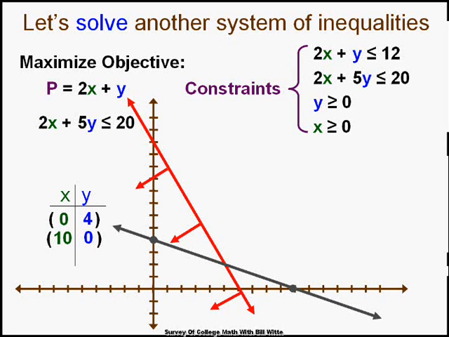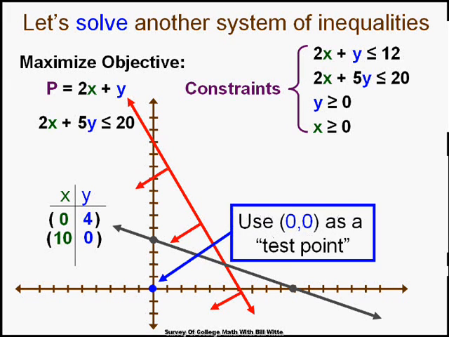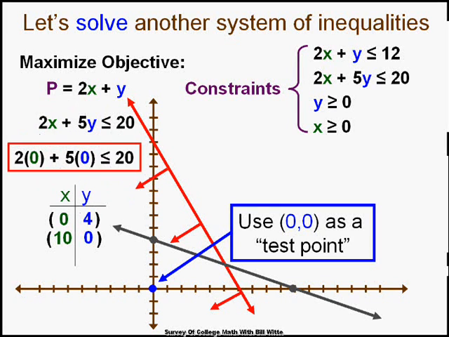And of course, you can't use the sign there. You're going to have to use the 0, 0 point as a test point. Now, if I put in 0 for both of them, 2 times 0 plus 5 times 0, that's 0. And that is less than 20. So I guess 0, 0 works. So it's on the correct side. Excellent. So I'll use that. So I have both of those graphed.